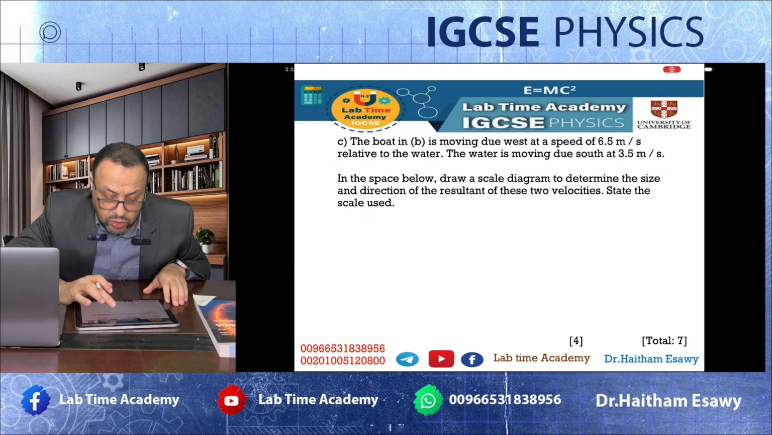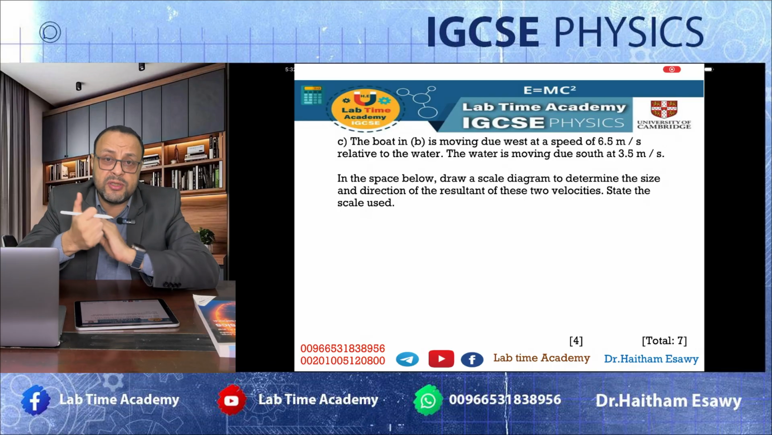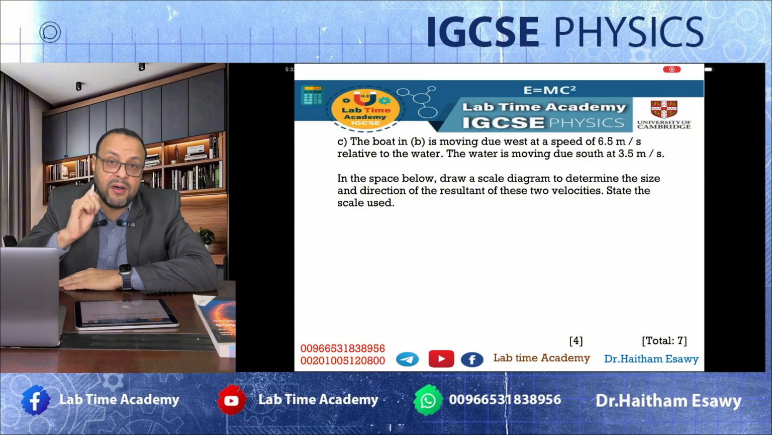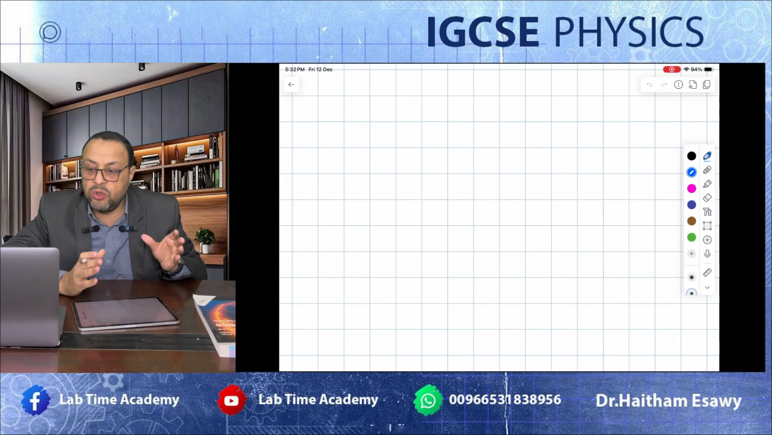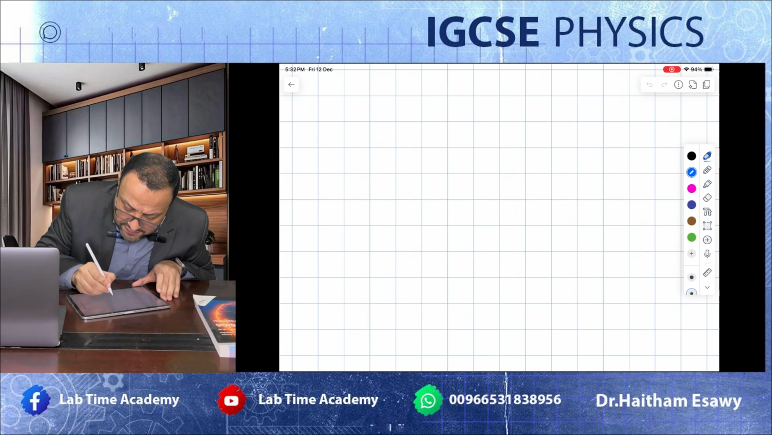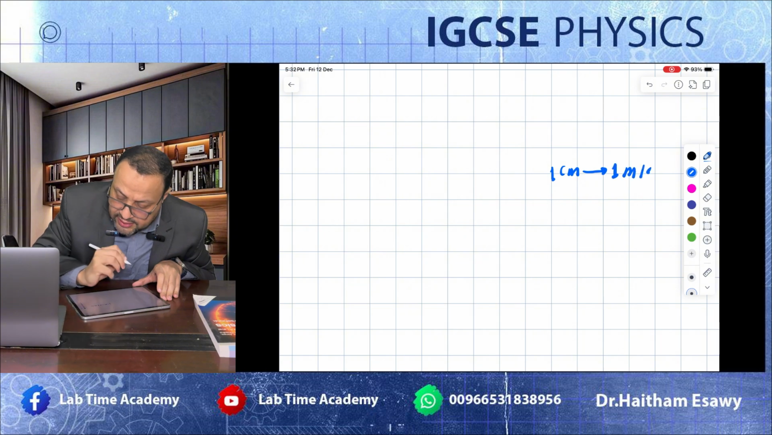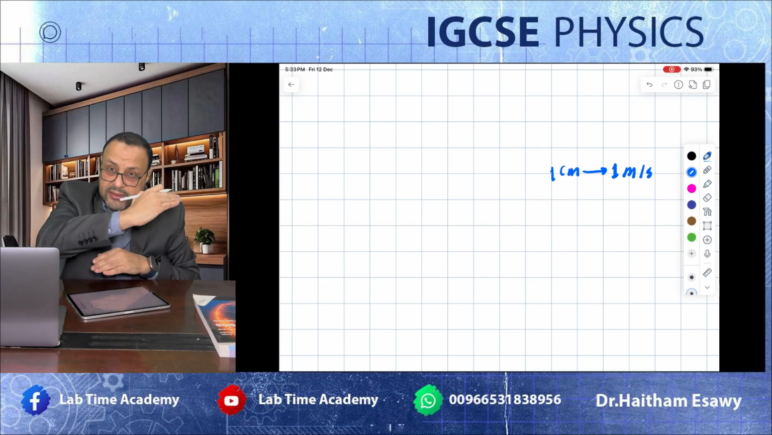Here he said we have to draw the two vectors to get the resultant and use a suitable scale, because he asked you to get the resultant by graphing. He said the boat is moving due west at a speed of 6.5. Actually, I'll use a scale of 1 centimeter representing 1 meter per second. So here we have 1 centimeter will represent 1 meter per second. He said you have the speed 6.5. Go to west direction.